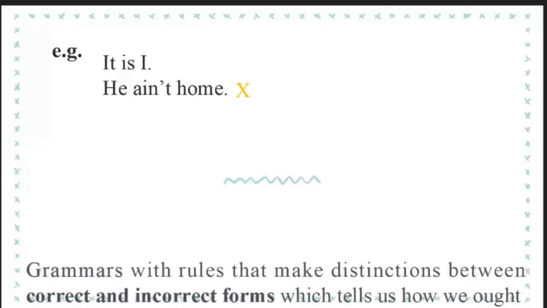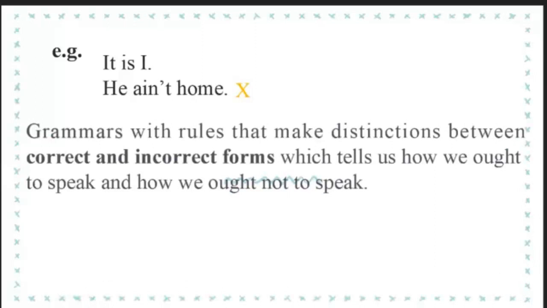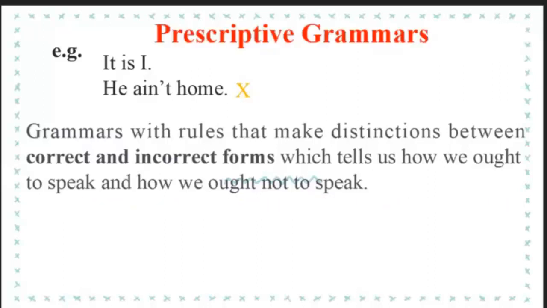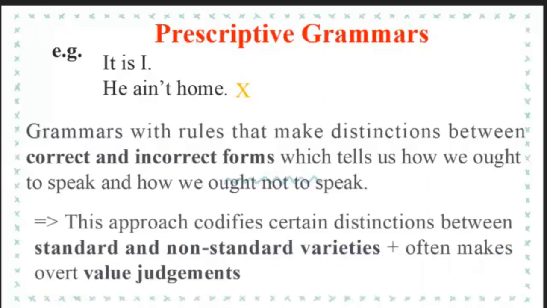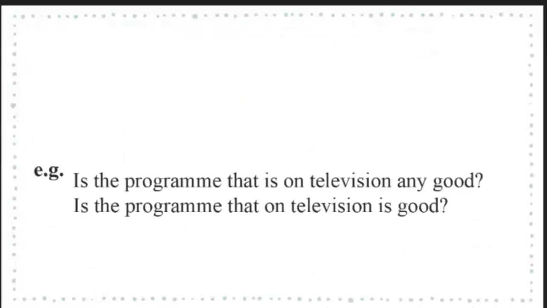And this is a grammar with rules that make a distinction between correct and incorrect forms, which tell us how we ought to speak and ought not to speak. This is called prescriptive grammar. This kind of grammar codifies certain distinctions between the standard and non-standard varieties and often makes overt value judgments.